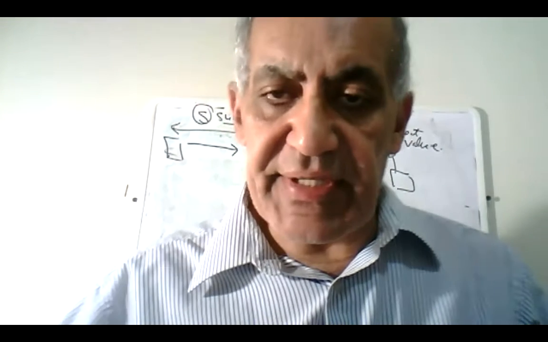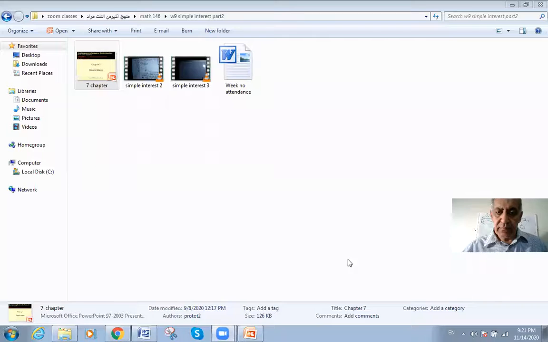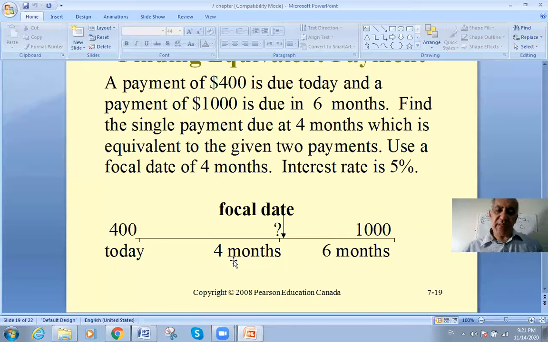Let me share the screen and we'll check out an example. Now look at this. The focal date is 4 months, with 400 today and 1,000 in 6 months in the future. How will I solve it? And the interest rate is 5%.